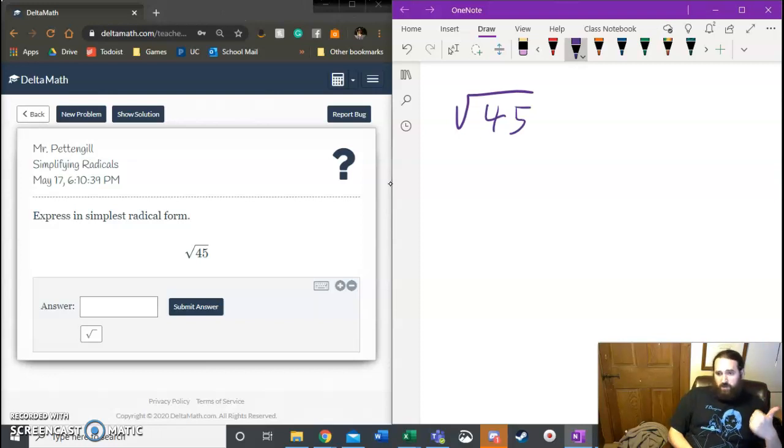Like, 5 squared is 25, 6 squared is 36, 36 smaller than 45. 7 squared, 49. Okay, this is something between 6 and 7. It's a decimal. I don't know. What I do is I just start breaking this down then. It's what's called an imperfect square. It's irrational. I want to simplify it as much as possible because that's my directions. Express in simplest radical form.